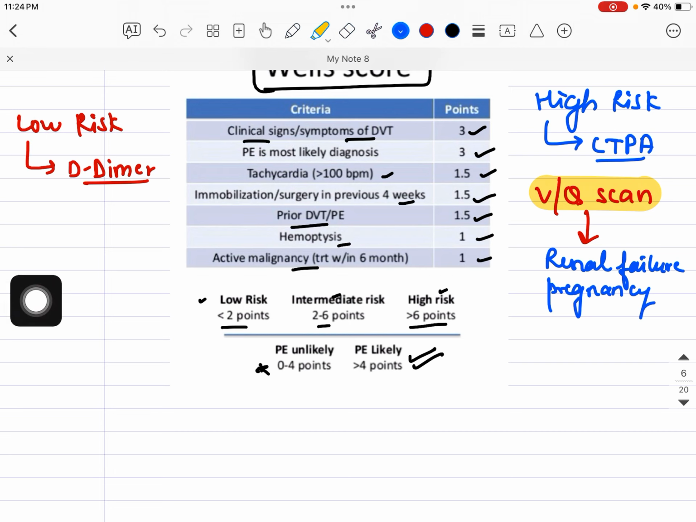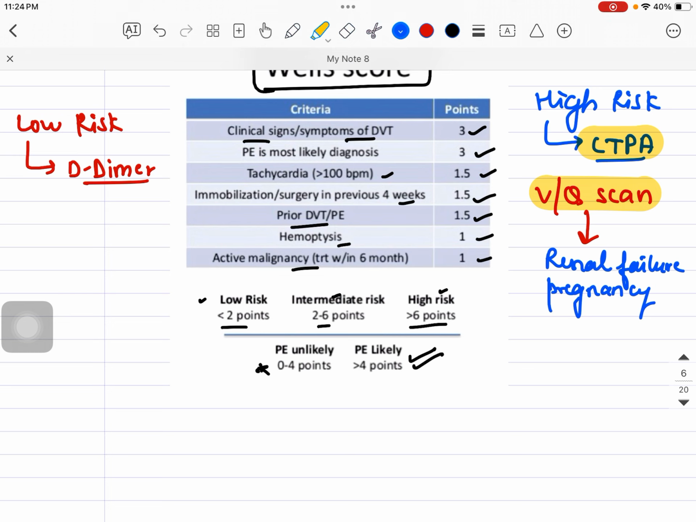So if the patient has low risk, think of the D dimer. Clinically, it depends on the clinician. Some clinicians, not taking the risk, go directly for the CT pulmonary angiography, while others first go for the D dimer and then the CT pulmonary angiography. But the main point is that CT pulmonary angiography is the gold standard, the confirmatory test for pulmonary embolism or venous thromboembolism, isn't it?